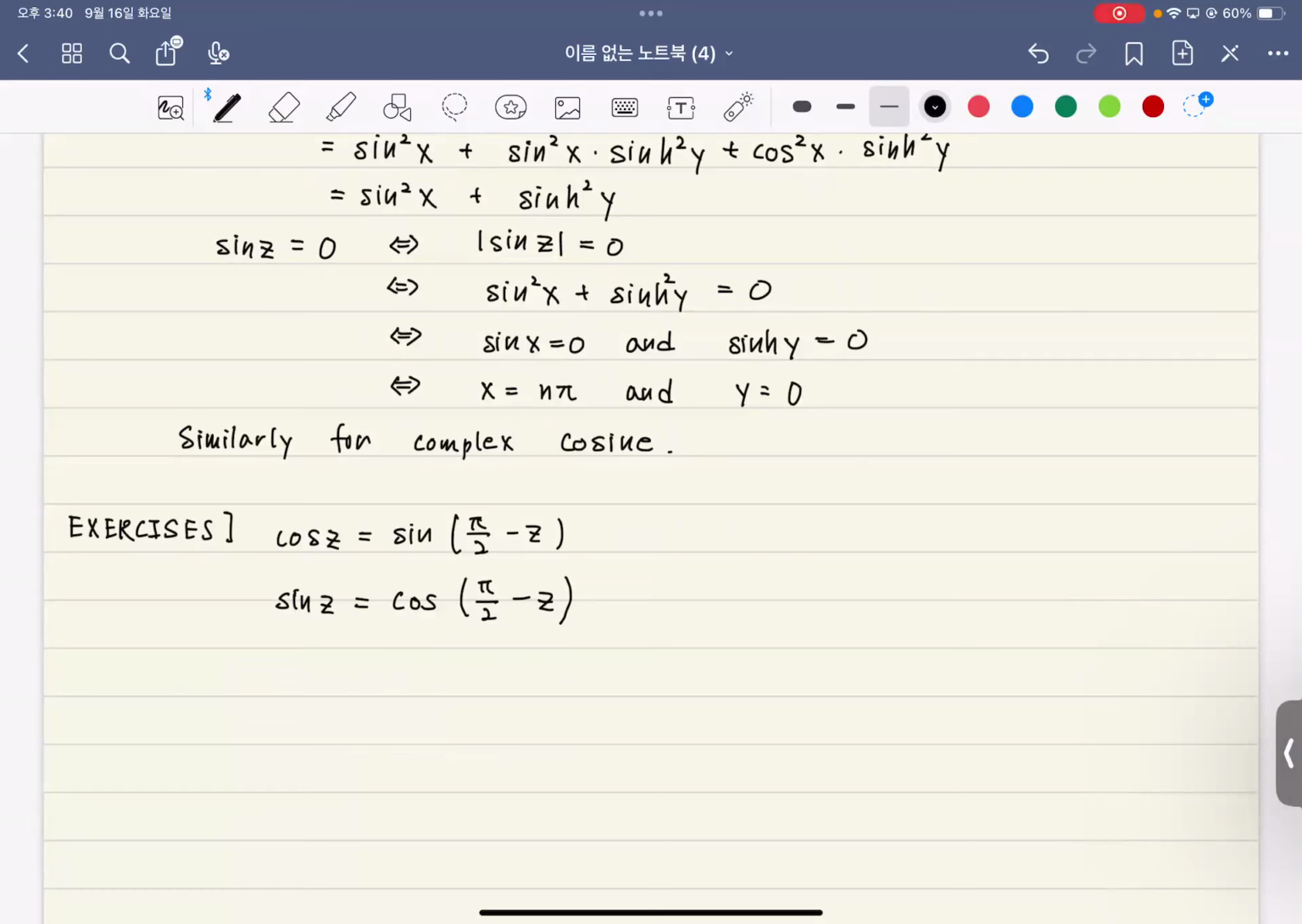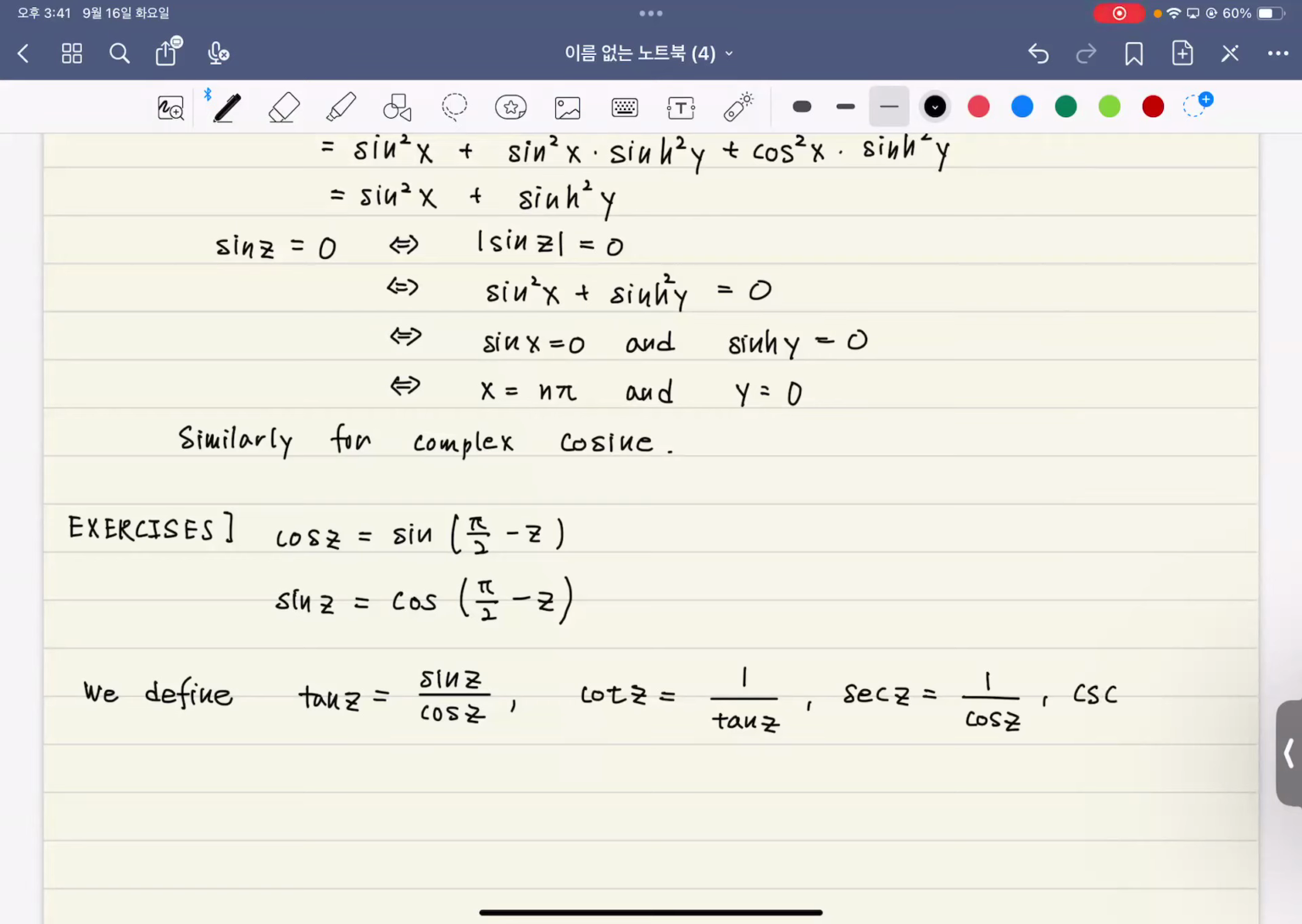So we define complex tangent as sine z over cosine z, and complex cotangent is just 1 over complex tangent, and complex secant is 1 over complex cosine, and complex cosecant is just 1 over complex sine.